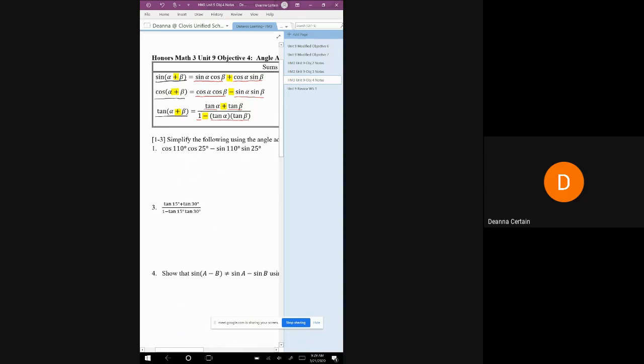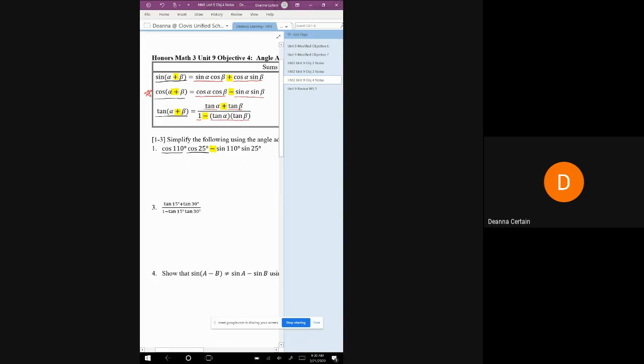Okay, so doing this one together, the first thing you need to do is to look at what kind of trig we are working with here. Is this cosine, sine, or tangent? As we look at these two, we see that we have a cosine of 110 and a cosine of 25 paired up together. So that one looks the most like cosine. With your sine here, we are minus, and so that one's going to look most like cosine of alpha plus beta.